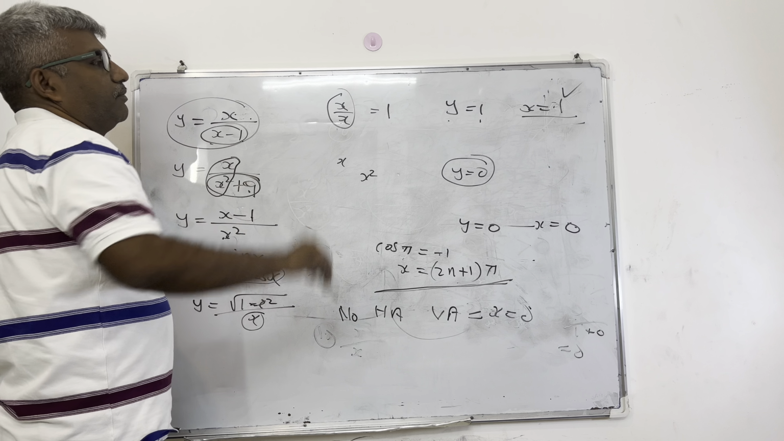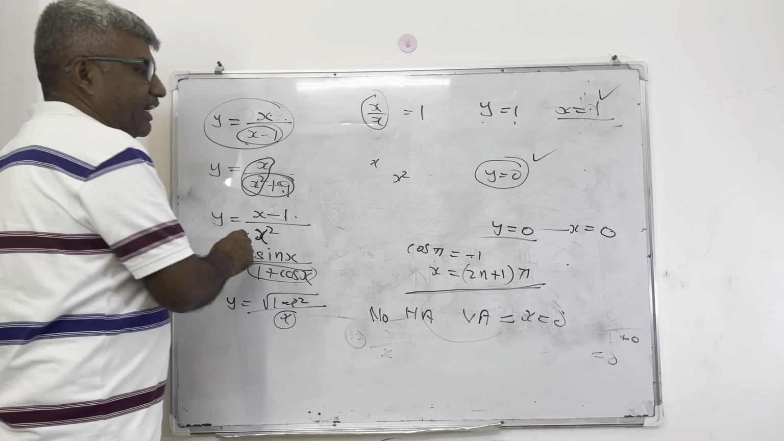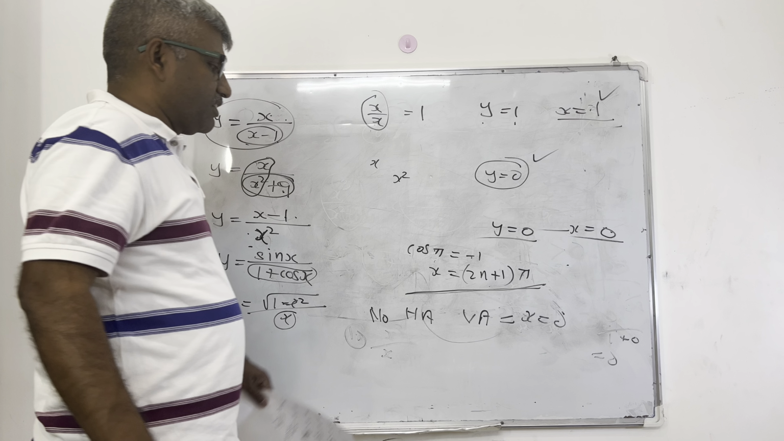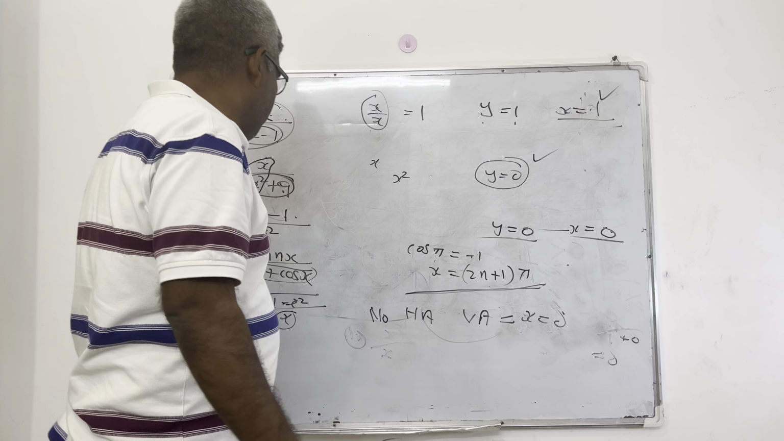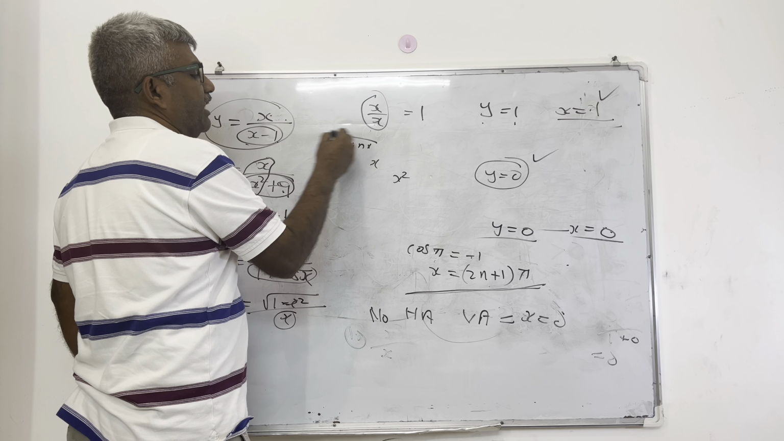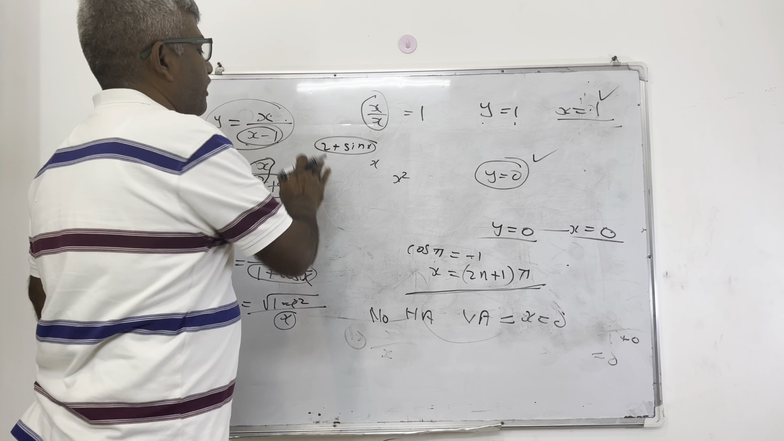x over x squared plus 9: the denominator is the higher power, so the horizontal asymptote is y equal to 0. Here also the same, x minus 1 over x squared. The denominator is the higher power, x over x squared, so y equal to 0. Since x squared equal to 0 gives a vertical asymptote, x is equal to 0. Sin x over 1 plus cos x has vertical asymptotes at (2n plus 1) pi, because 1 plus cos x can be 0. In the previous question we saw 2 plus sin x in the denominator, which can never be 0.